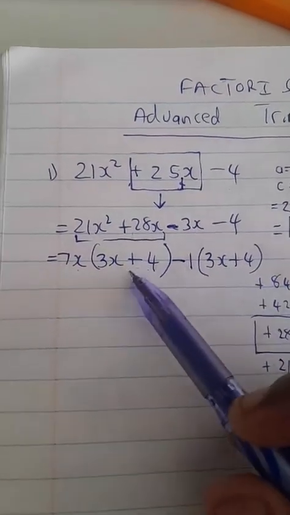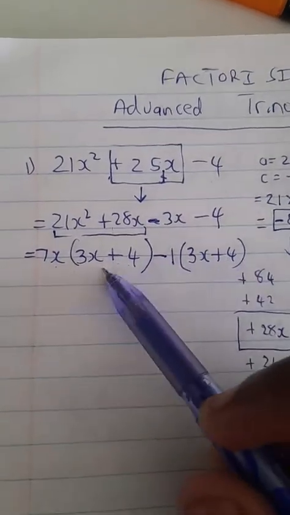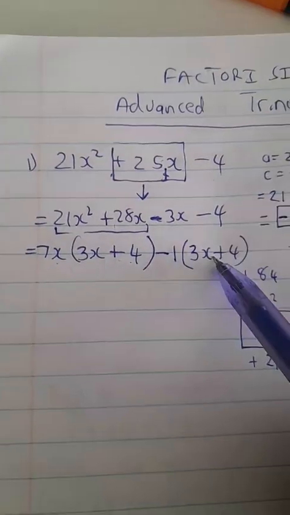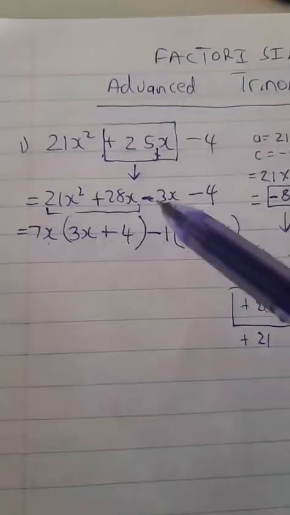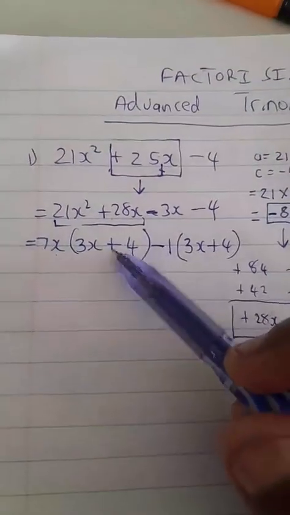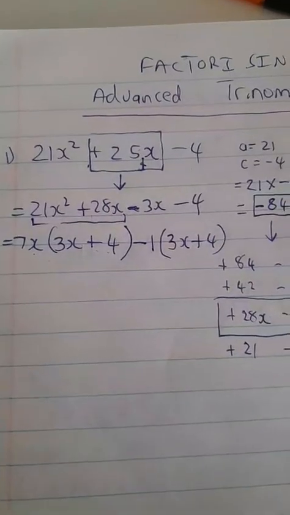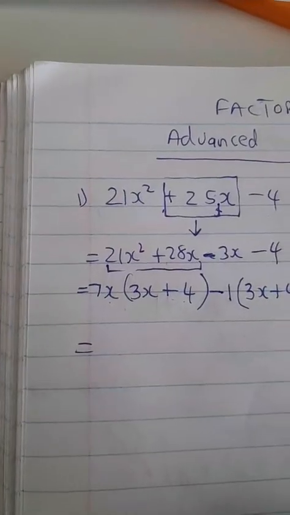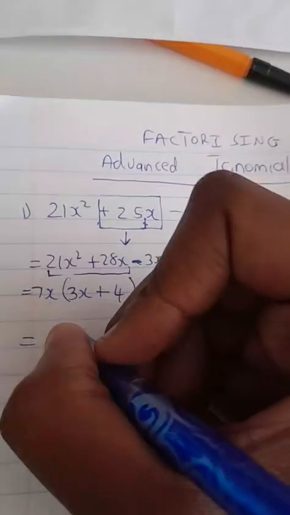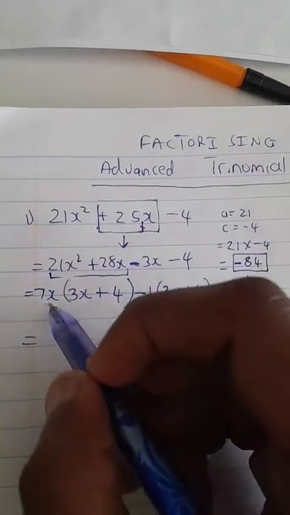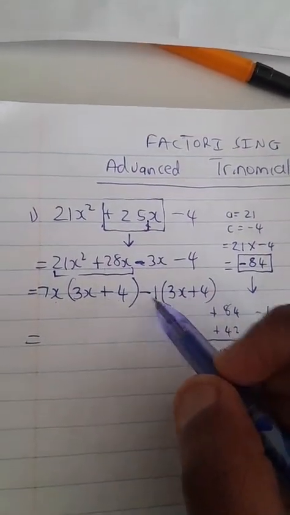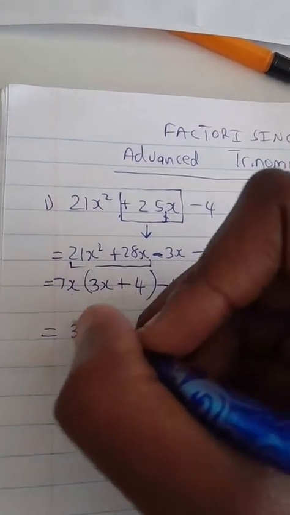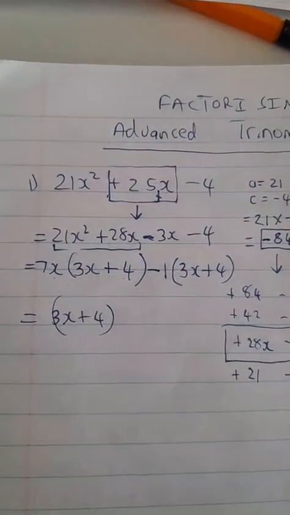What do you see? What are these? Yes, common brackets. Therefore, common brackets. So how many terms? This is 1 term separated by minus, second term. So what's the common bracket? It's 3x plus 4. Are you with me?